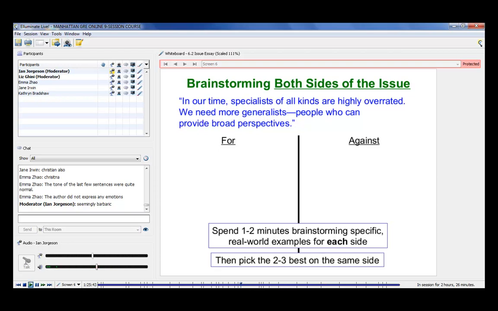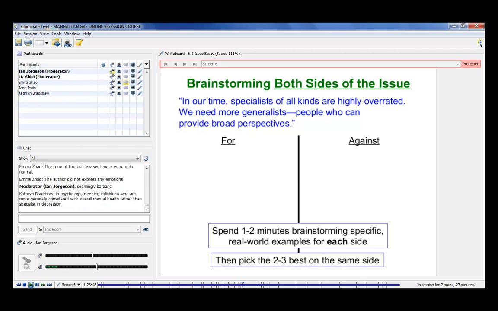I want at least 2 very specific, very relevant examples for both sides. So the support would be, we need more generalists. And the against would be, no, we don't need more generalists. So give me some very specific examples of we need more generalists. Come on, guys, brainstorm this out. What examples could we come up with to support?